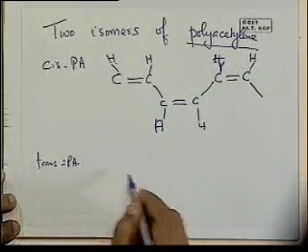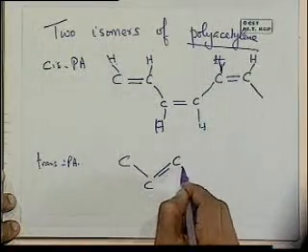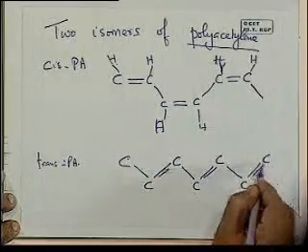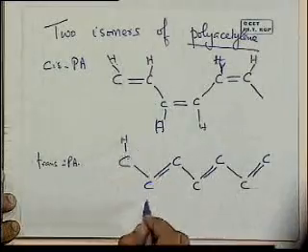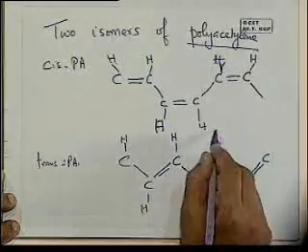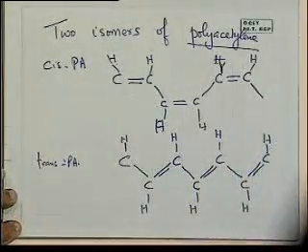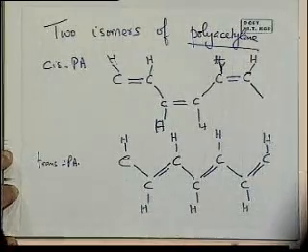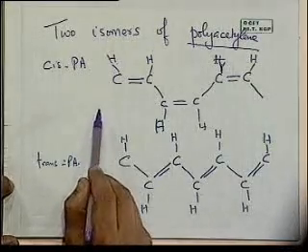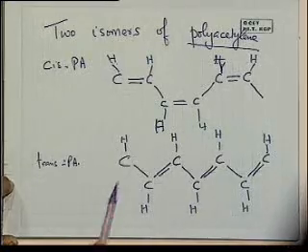polyacetylene, where the structure looks somewhat like this. And here we have the hydrogen getting attached on both sides of this double bond. And so on. These are the two basic types that are there. And as you will have noticed, cis was the one that had the lower conductivity. Trans was the one that had the higher conductivity in the undoped state.